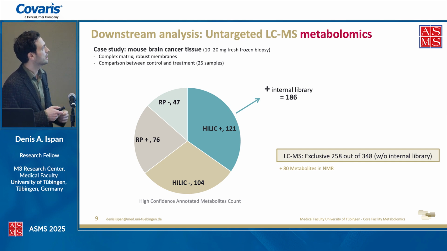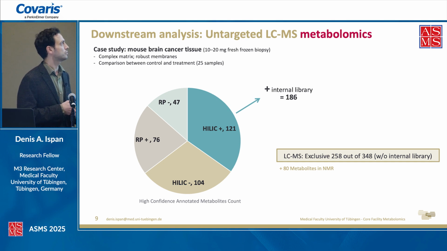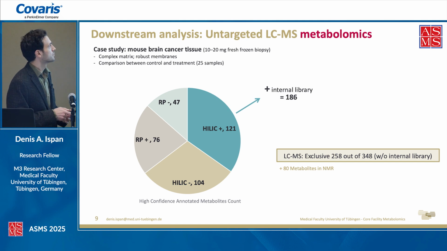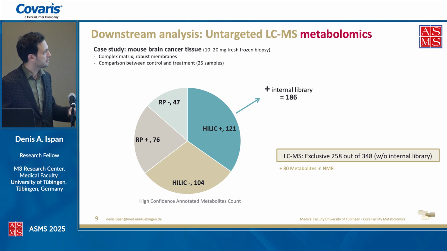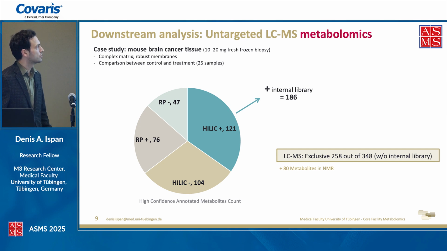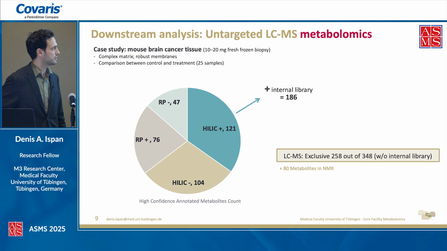But you can see for the HILIC positive, we had 121 annotations. We increased it to 186 with the internal library. So probably these numbers will be a bit higher. But anyway, we got exclusively 258 metabolites, and also additionally with the NMR, 80 more.